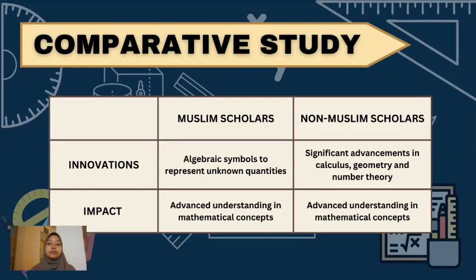For example, Muslim scholars were the first to use algebra symbols to represent unknown quantities, which revolutionized the way equations were written and solved. Non-Muslim scholars, on the other hand, made significant advancement in areas such as calculus, geometry, and number theory, which laid the foundation for modern mathematics.